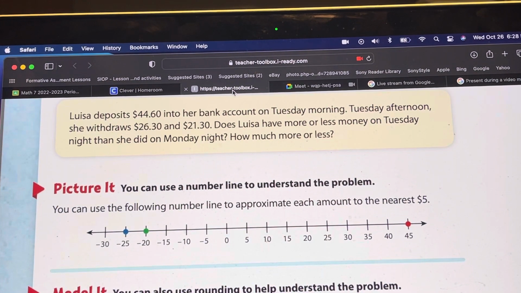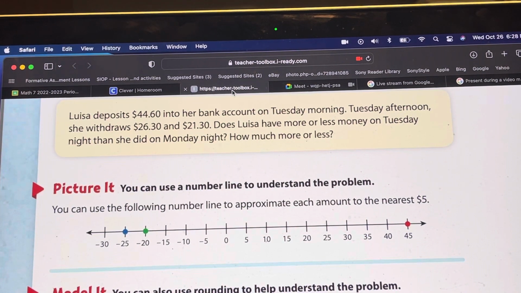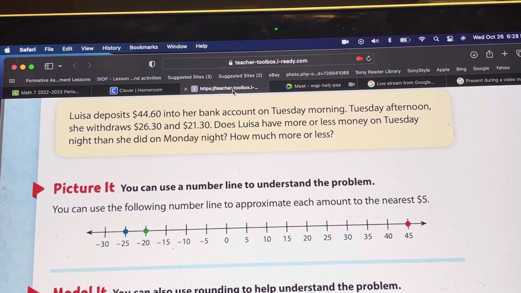So we're going to start with this quick problem. Again, we're talking about estimating and how we can use that to add positive and negative numbers. Louisa deposits $44.60 into her bank account on Tuesday morning. Tuesday afternoon, she withdraws $26.30 and $21.30. Does Louisa have more or less money on Tuesday night than she did on Monday night? How much more or less? There are several questions there that we have to unwrap.